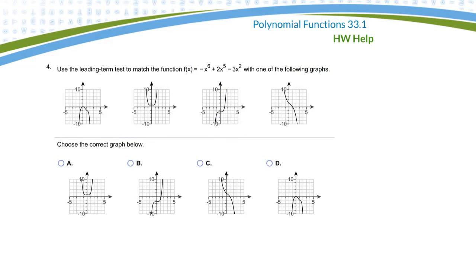Okay, usually match the tips to the function, negative x to the 6th. So it's x to the 6th, so it's the same on the start and the end, and negative, so it's upside down. So it's got to look like that. Not that one, not that one, not that one. Got to be that one. Oh, that one. A.